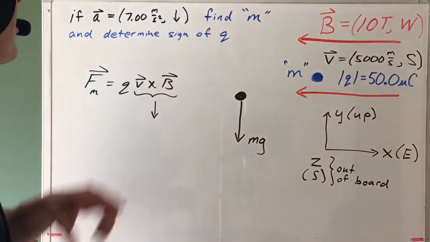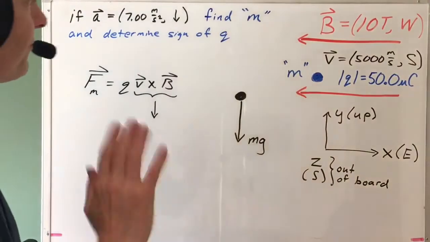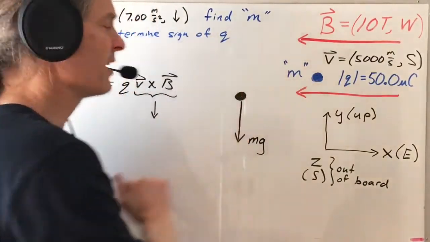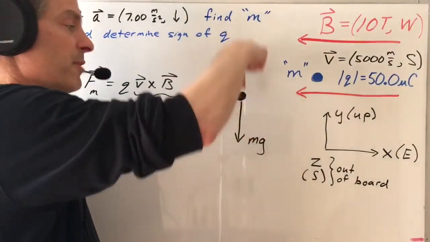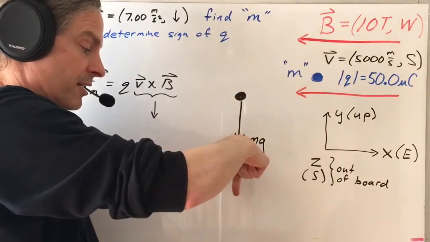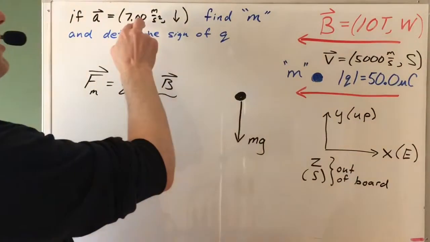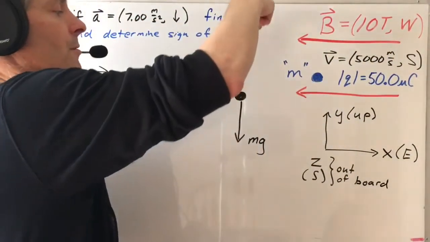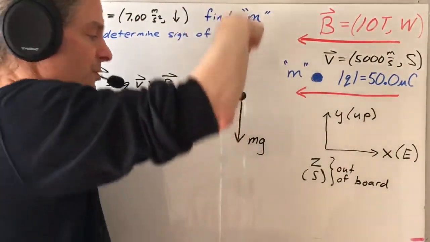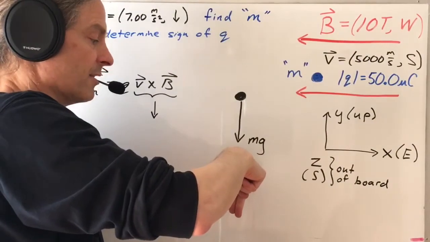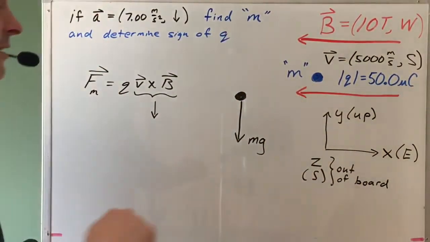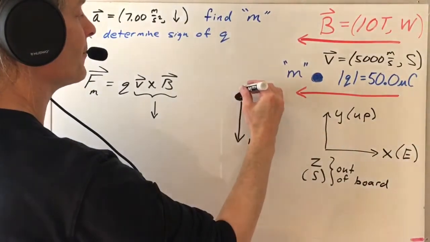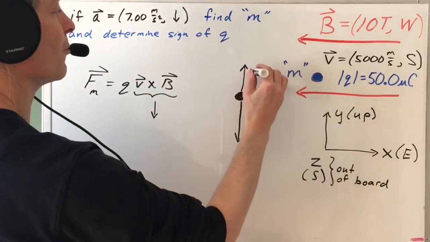All right, so now let's look at our acceleration information. If we had no magnetic force at all and just this gravitational force, the acceleration would be 9.8 meters per second downward. But instead, it's 7. So without a magnetic force, we'd have 9.8 meters per second, but we have less than that, so we must have some force upward. That's the magnetic force. So we can infer that the magnetic force must be upward.